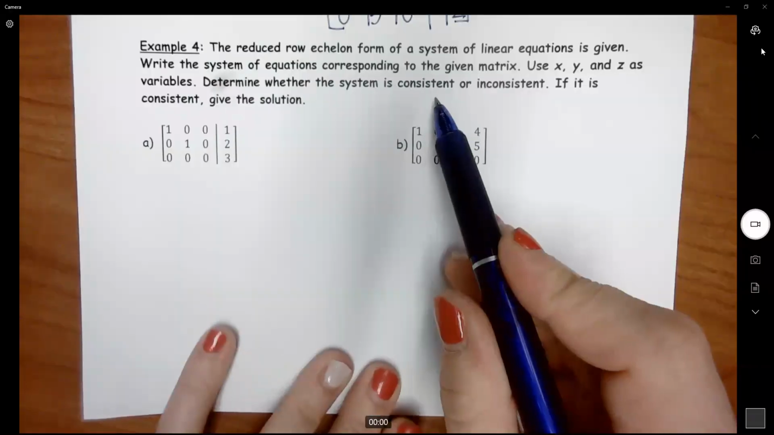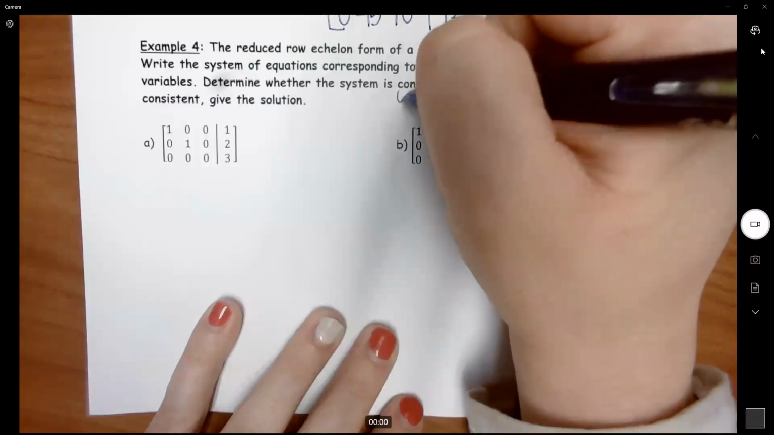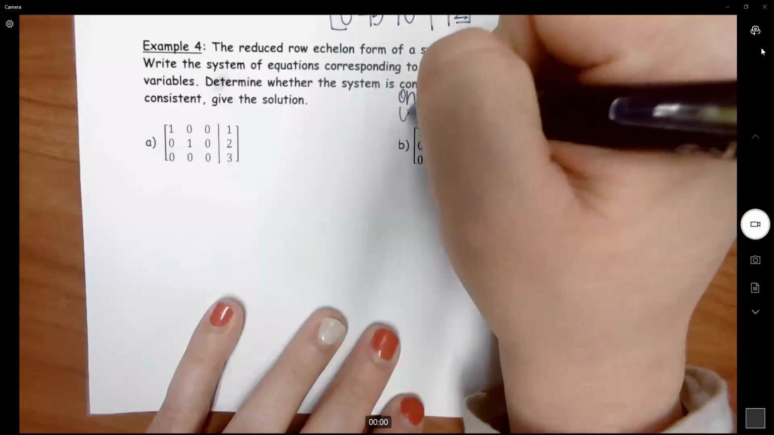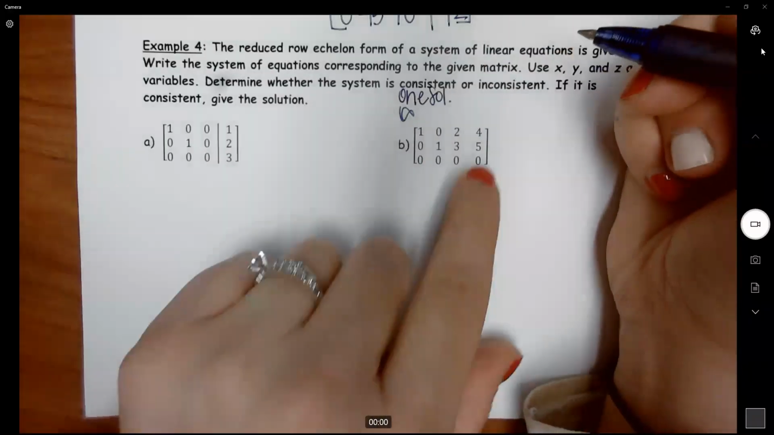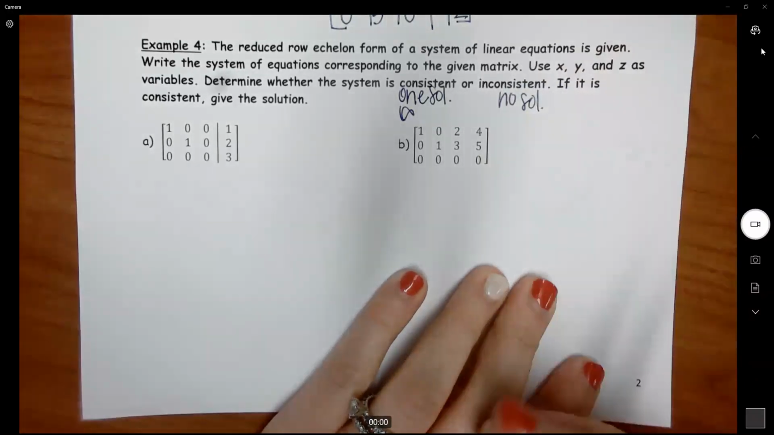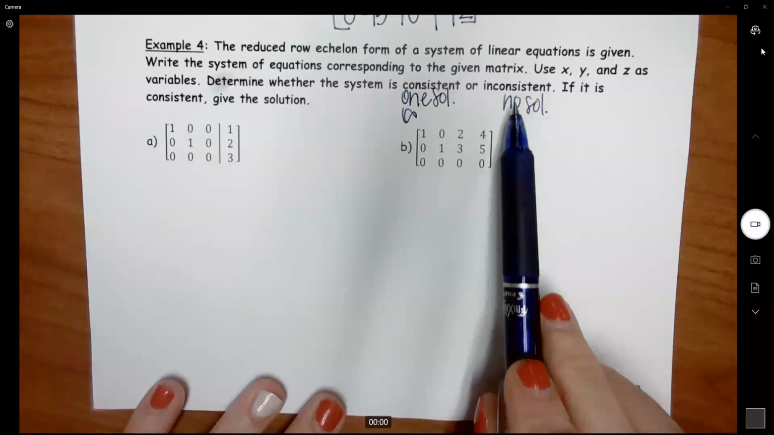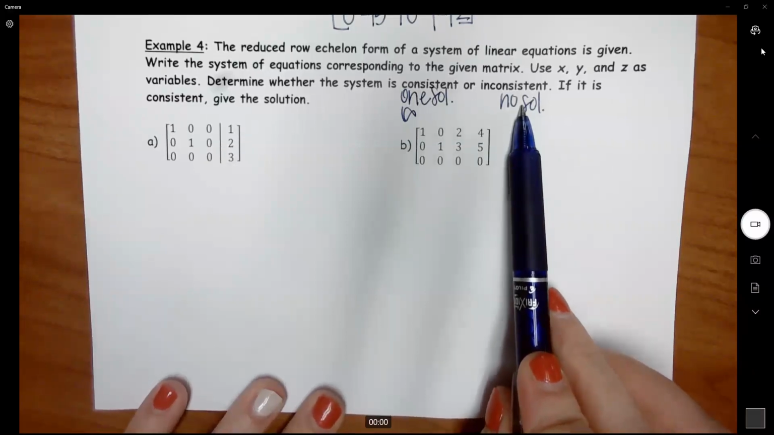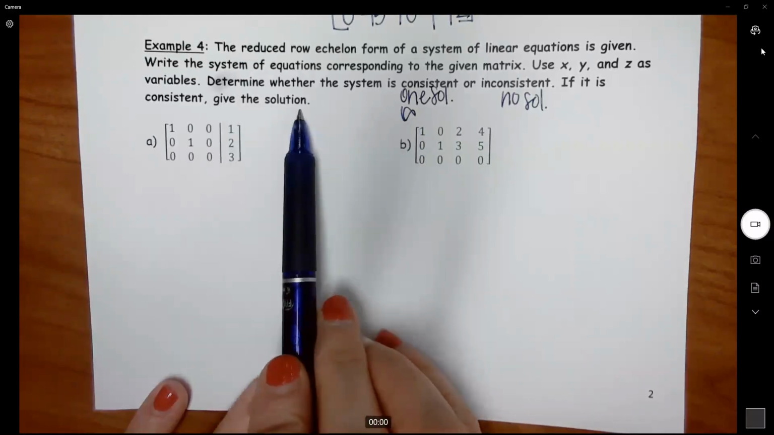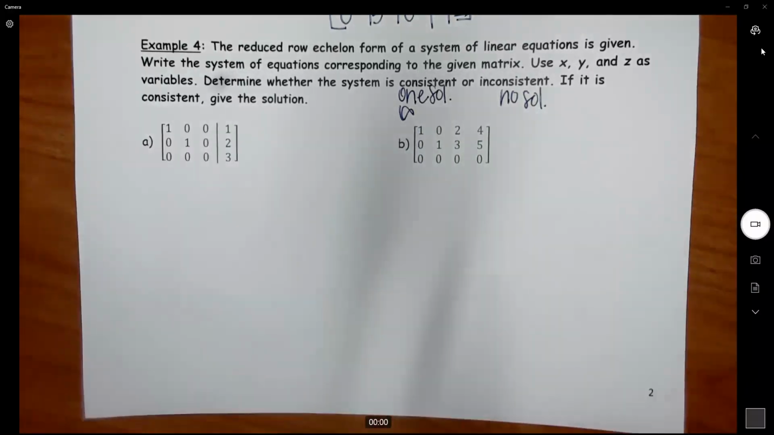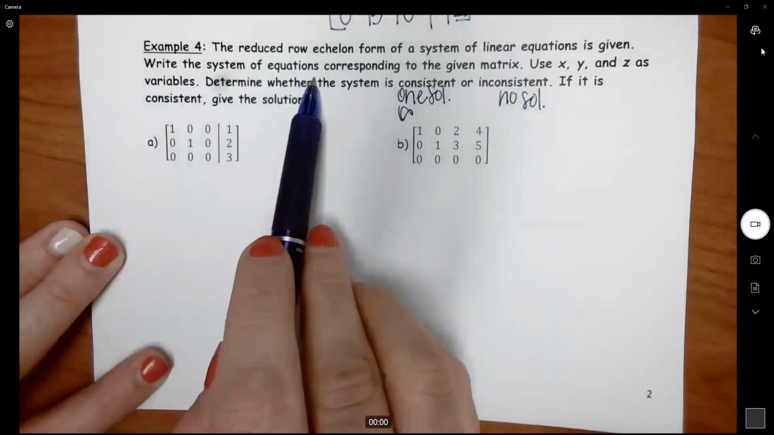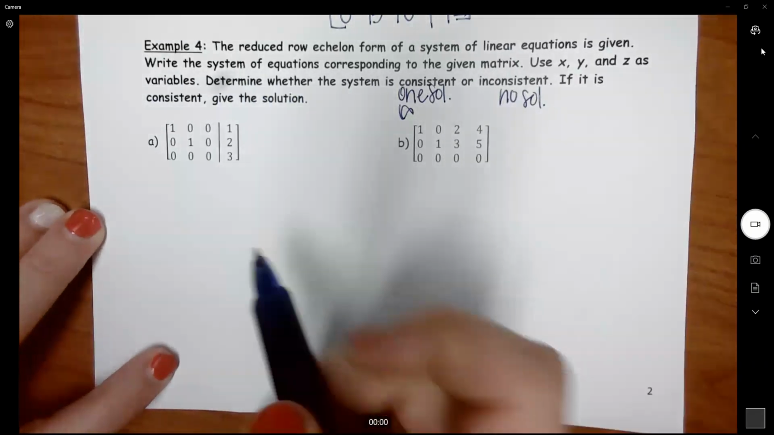Your consistent systems are your one solution and your infinitely many solutions. Your inconsistent is no solution. So if it is no solution, then we're done. But if it has one solution or infinitely many, then we must give the solution. So the first thing we're going to do is write the system of equations corresponding to the given matrix.